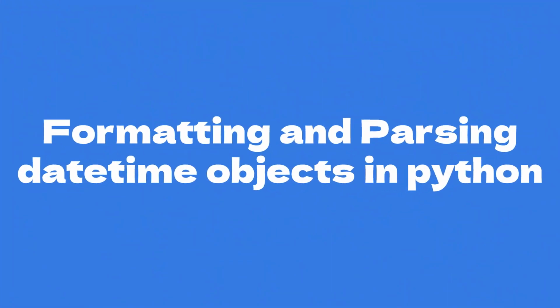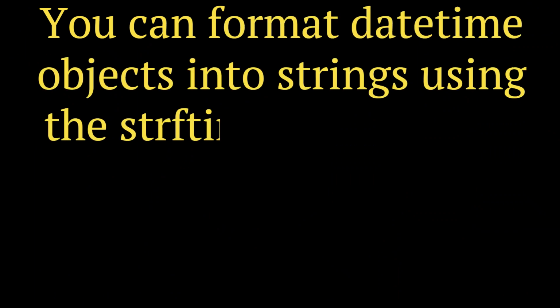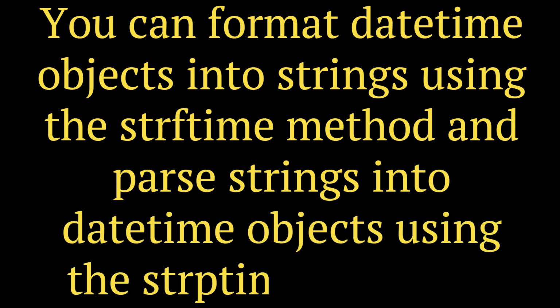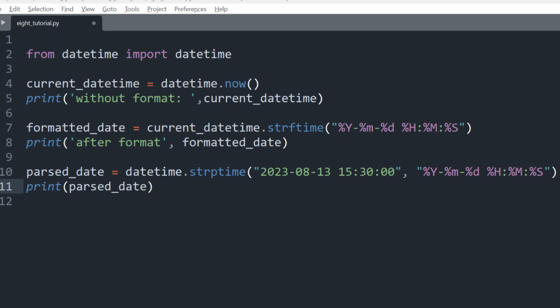Formatting and parsing datetime objects in Python. You can format datetime objects into strings using the strftime method and parse strings into datetime objects using the strptime function. This is the example of how you can format a datetime object in Python. Run the Python file to see the change.